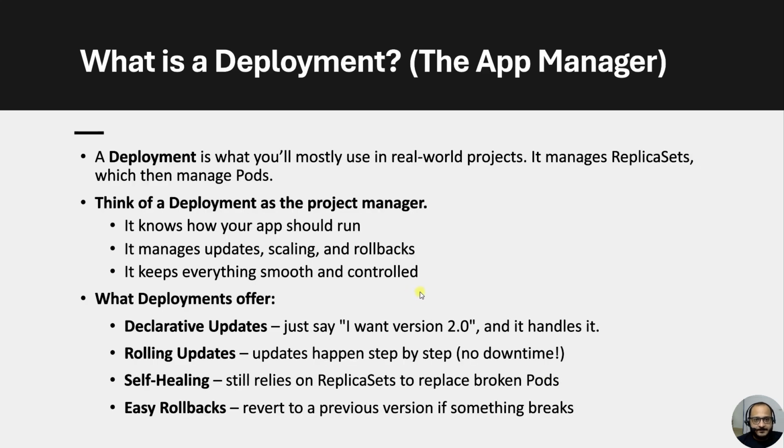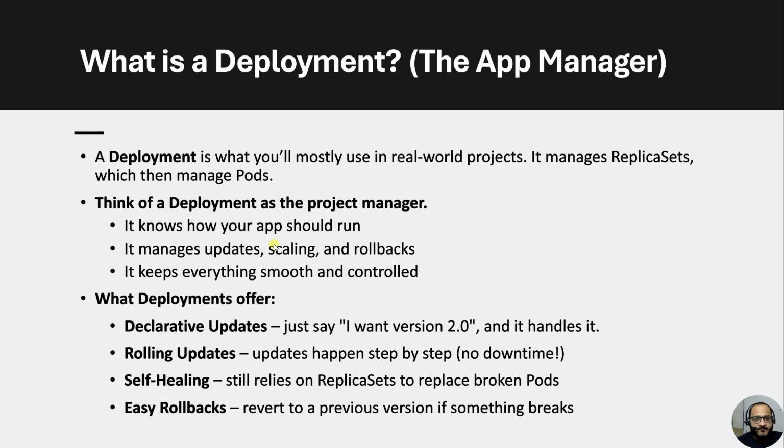Now we will see a deployment. So deployment we call as an app manager. A deployment is what you will mostly use in real world projects. It manages replica sets which then manage pods. So you can see a dependency here. Deployment is going to manage replica sets and replica sets is going to manage your pod.